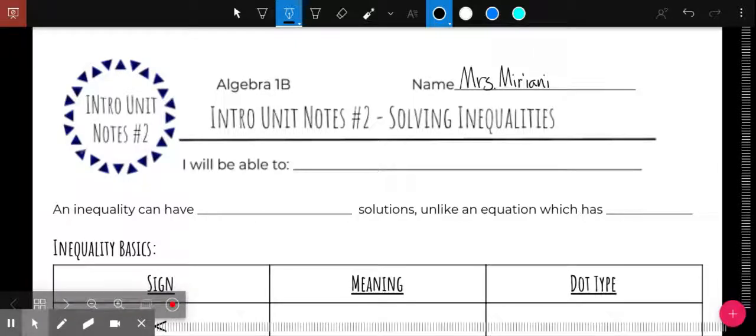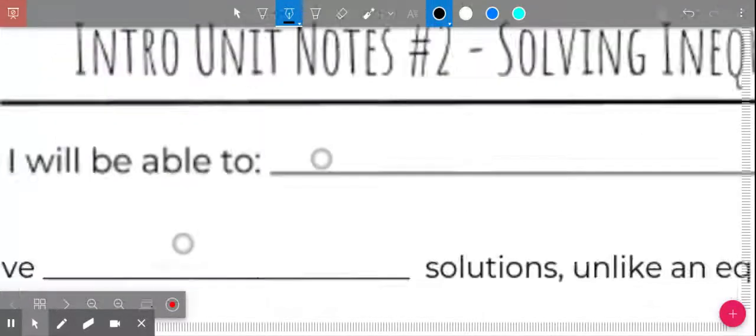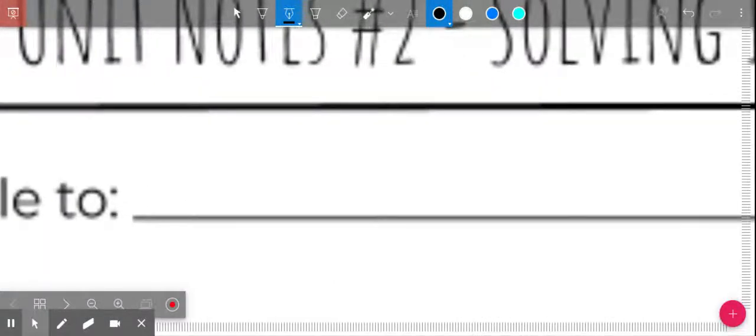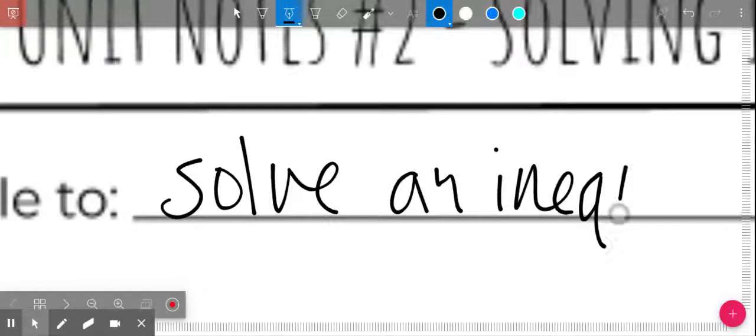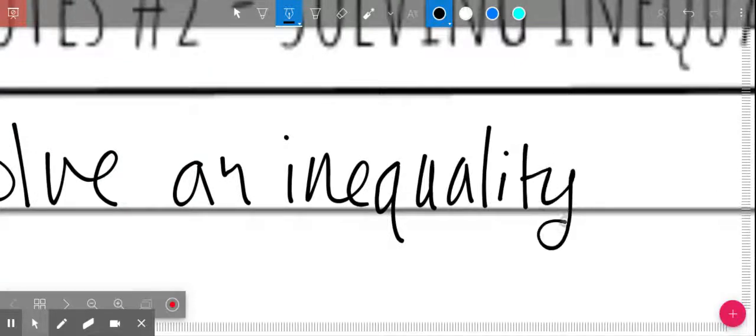All right, so today we're going to be looking at our intro unit notes number 2, and so we're going to be solving inequalities. So today, what you should be saying is I will be able to solve an inequality and graph the solution.